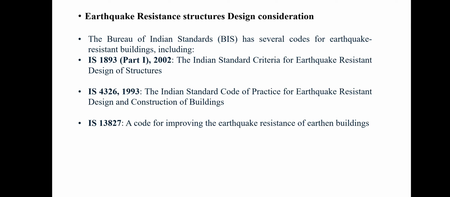The third IS code is IS 13827, a code for improving the earthquake resistance of earthen buildings. These are the earthquake resistant structure design considerations. By referring to these IS codes, we design the building to consider earthquake and seismic activities.